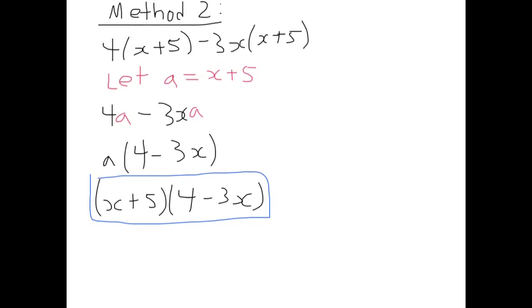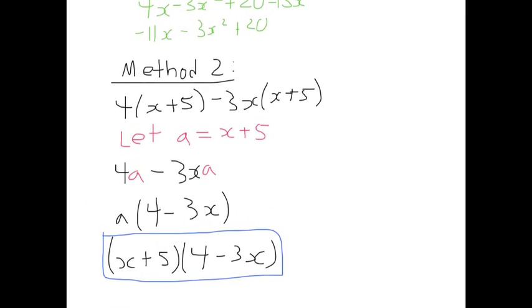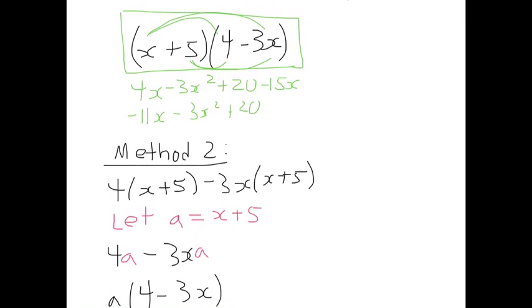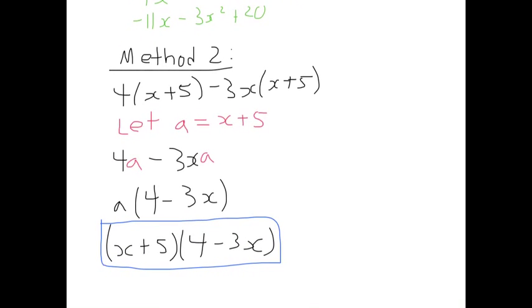So like I said, I like this method a little bit more. It's a little simpler for me. We can just compare it to what we got up here. We can see that this x plus 5 times 4 minus 3x perfectly matches our answer down here.